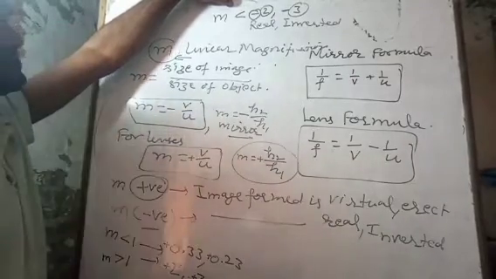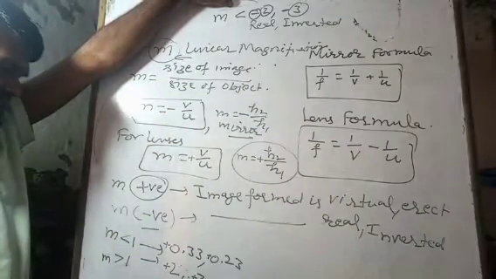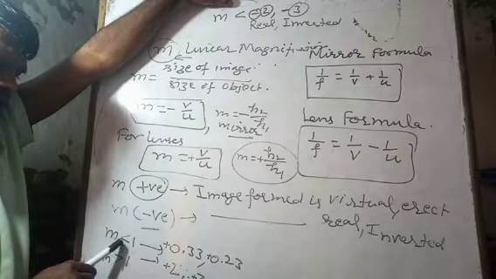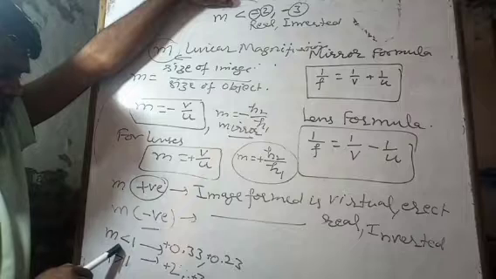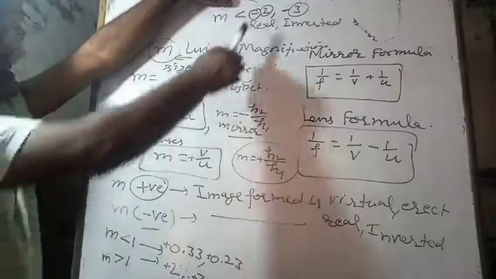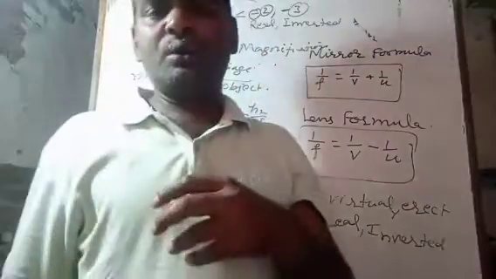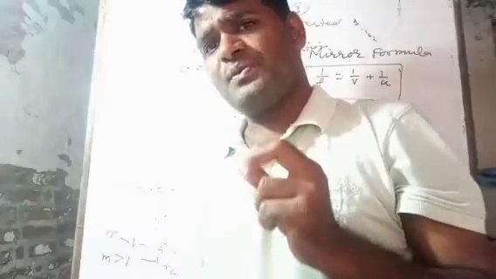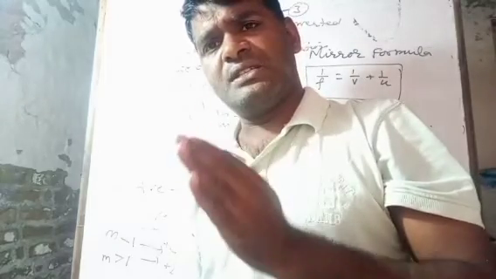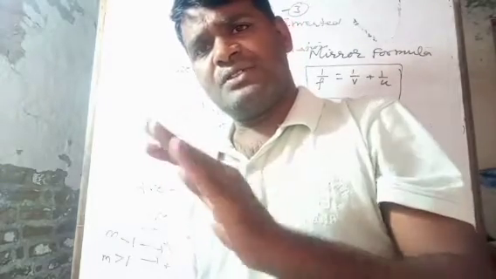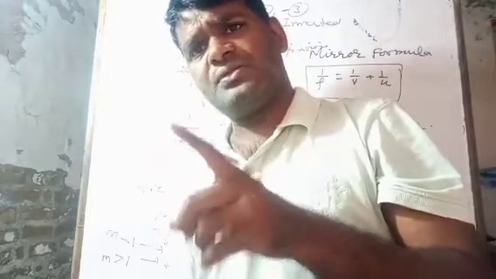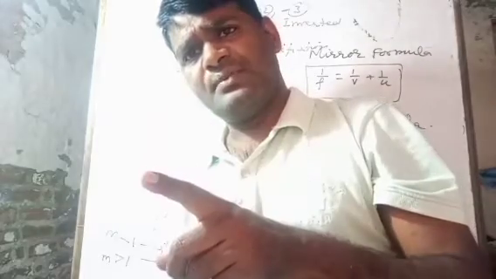Think about that, my dear student. If m is less than 1, it means values less than 1, and it may include positive or negative values. But the positive and negative sign with m only suggests whether the image formed will be real or virtual. Don't get confused with the number line, that if m is less than 1, it is always negative. If m is less than 0, in number lines it suggests that it is negative.